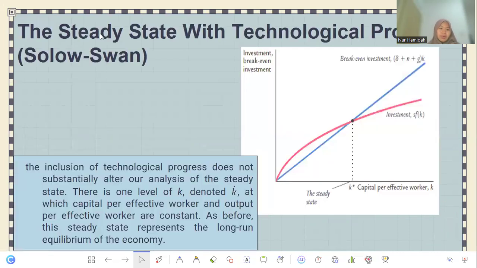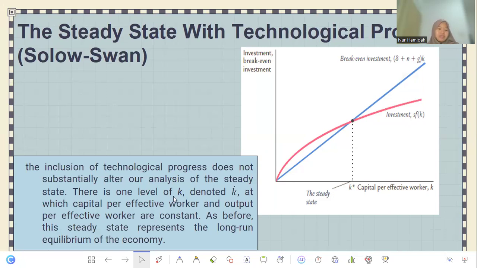Okay, when we talk about economic growth, we can have the steady state. In the Solow-Swan model, the steady state is obtained at the intersection between break-even investment and investment. So we can look here: we have the intersection between break-even investment and investment at k-star, capital per effective worker. So the capital per effective worker at that point is the steady state.